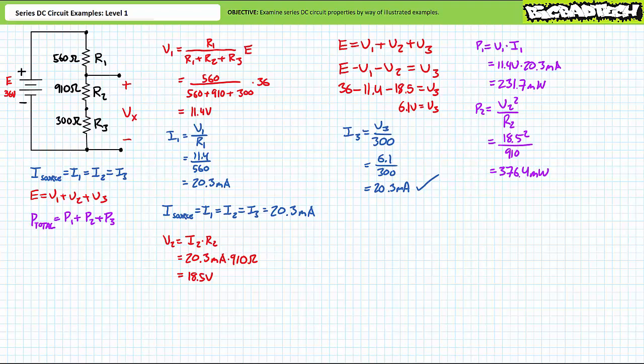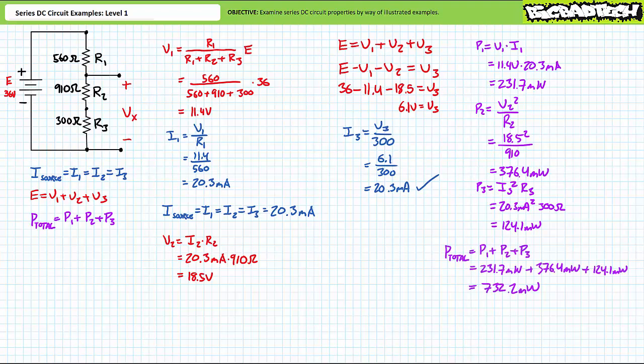We can use another permutation of the power equation to solve for P2, where P2 equals V2 squared divided by R2. Substituting in our given values yields P2 to be 376.4 milliwatts. We can use a third permutation of the power equation to solve for P3, where P3 equals I3 squared times R3. Substituting our given values demonstrates P3 is 124.1 milliwatts.